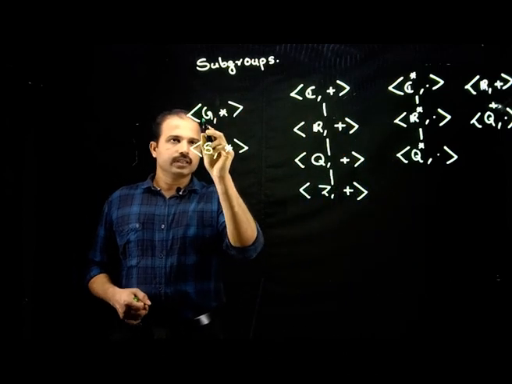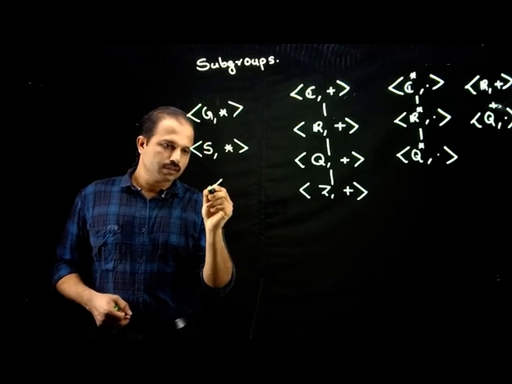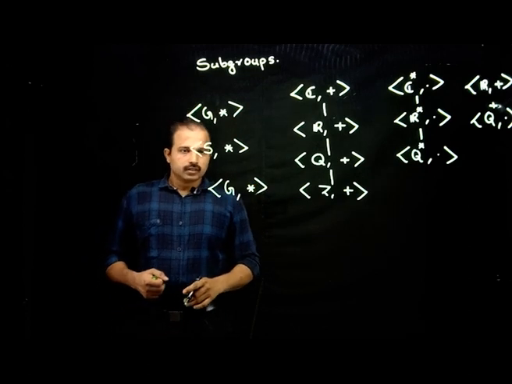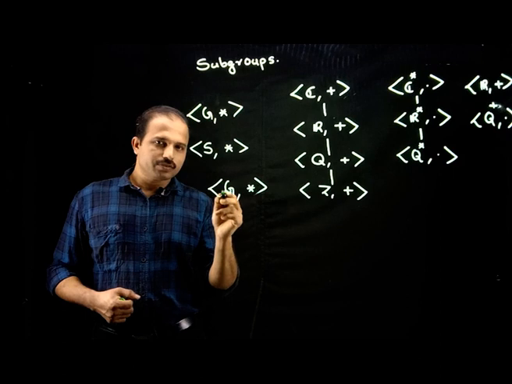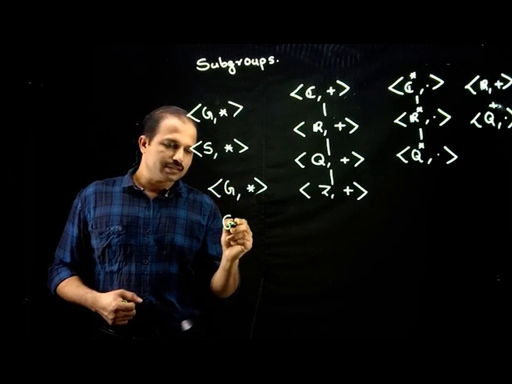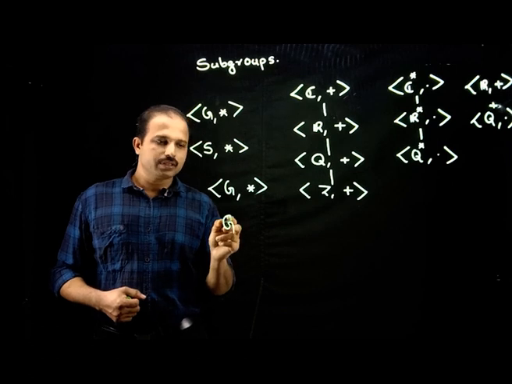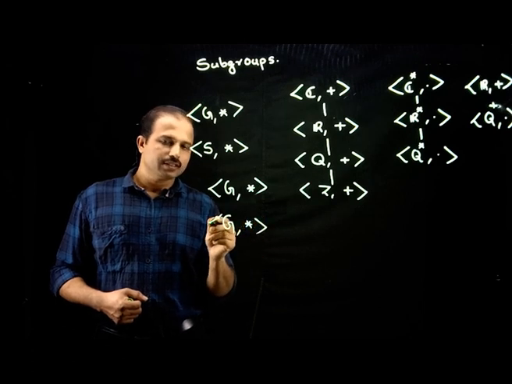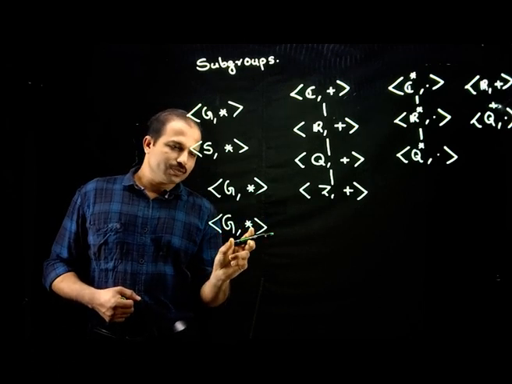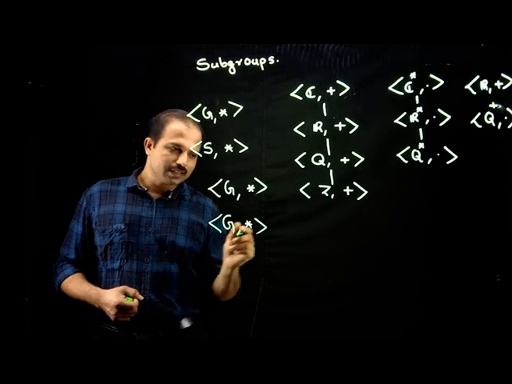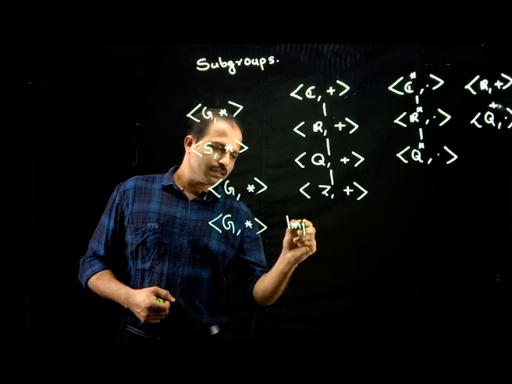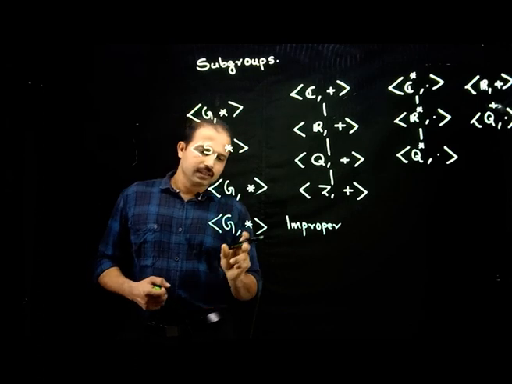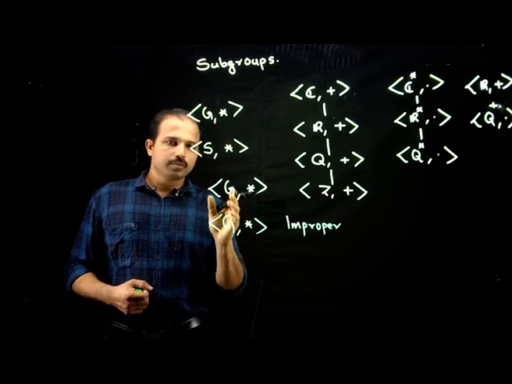Now once again you consider this group (G, star). Let (G, star) be a group, and you consider a subset of G which is G itself. G is a subset of G itself, and we know that G under the binary operation star is a group. So this one is a subgroup of this one itself, and that subgroup is known as the improper subgroup. So this is the largest possible subgroup of G.